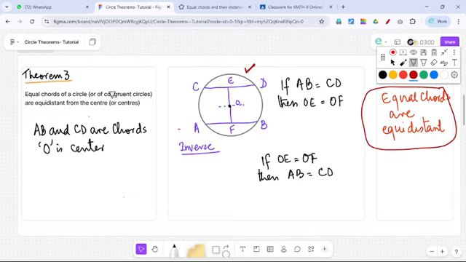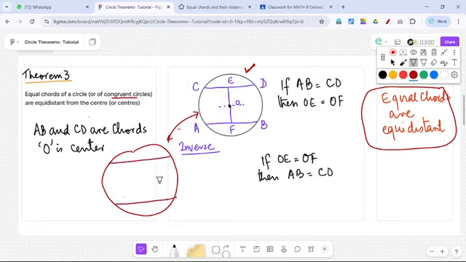Now it says or of congruent circle. If you have another circle which is congruent to this circle, congruent would mean of same shape and same size. So in that case also, the chords, equal chords will be equidistant. If we have, say we have GH and JK, these two chords. Now if the circles are congruent, even these two will be from the center, they will be equidistant.